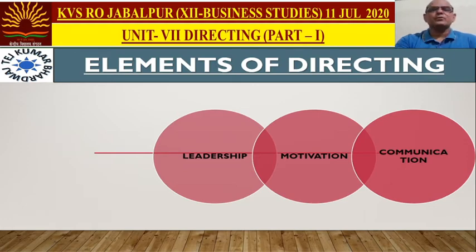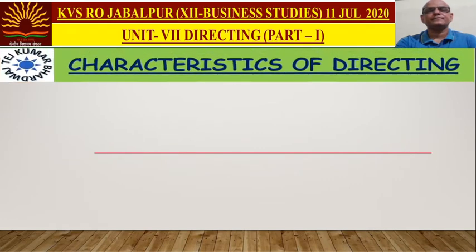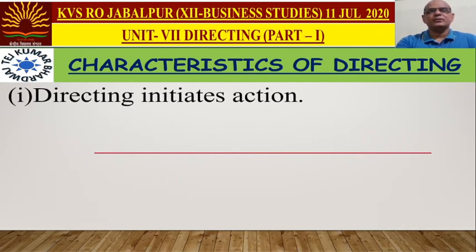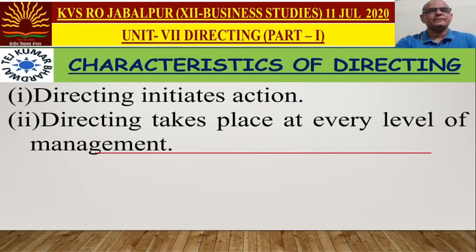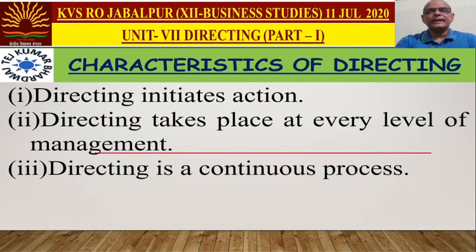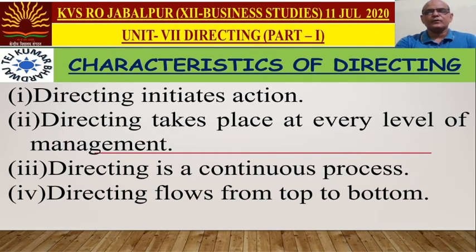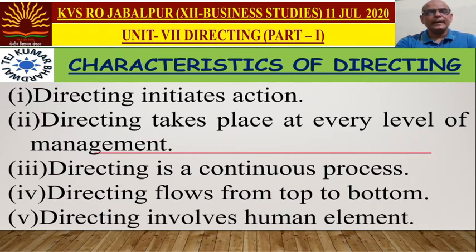Okay, let us move forward. Features of directing. Features of directing will help you to get a better understanding of the concept of directing. And this question can be directly asked also. So directing initiates action, we have just discussed. Directing takes place at every level of management. True. Directing is a continuous process. It is an ongoing process. And directing flows from top to bottom. Finally, directing involves human element.